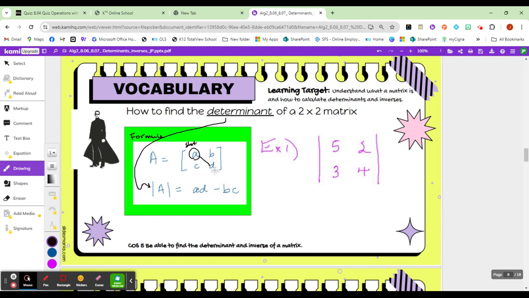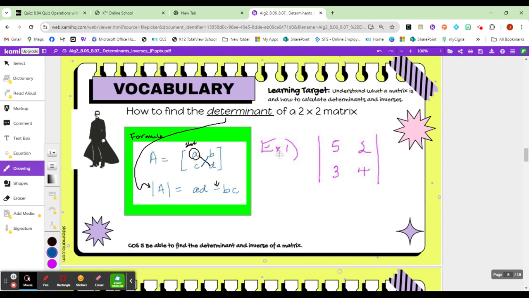So A times D is kind of like cross multiplying. We're going to do A times D. And then we're always going to subtract. That's confusing to some people. And then we're going to multiply B times C. So we start in the upper left of our matrix, it's always A times D first, it's always subtract, and then it's B times C.